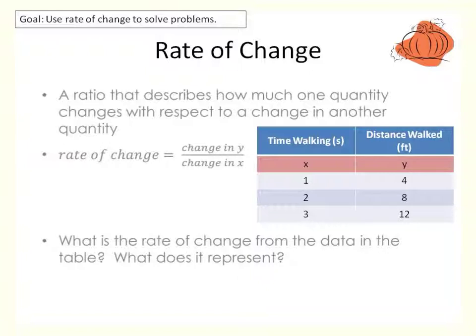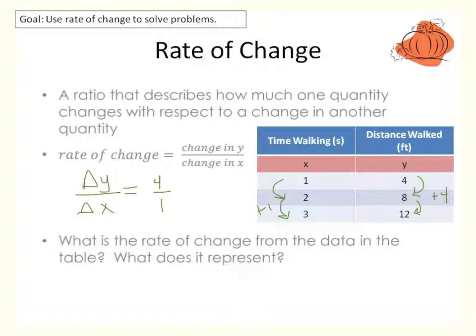Rate of change is just a ratio that describes how much one quantity changes with respect to another quantity. When we talk about it in terms of a graph, we talk about it as the change in y over the change in x. We've talked about that change in is delta, the triangle: delta y over delta x. Looking at this graph, we have walking times and distances walked. What is the x going up by? Going up by 1. What is the y going up by? It's going up by 4. So when we find the rate of change, we do 4 over 1. By the way, that's an equal sign and not a z in there.